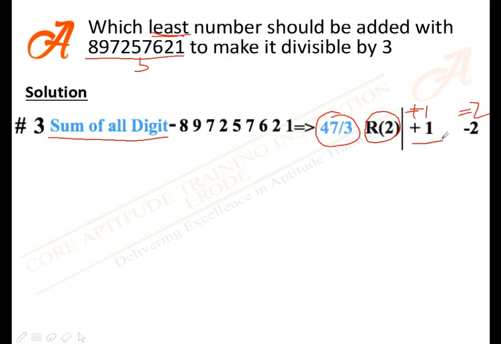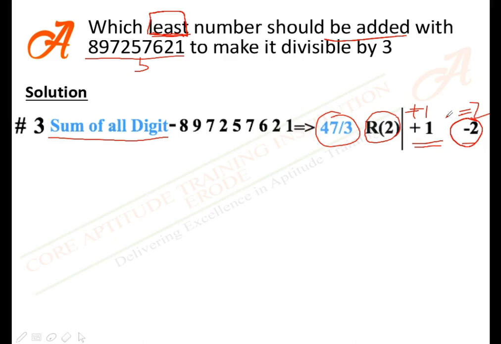Okay, so you need to add plus 1. You need to subtract 2 to make it divisible by 3. Since I asked for the least number, if you want to go for addition, it should be plus 1. If you want to go for which least number should be subtracted, suppose the question is which least number should be subtracted from this number to make it divisible by 3, then it should be minus 2.